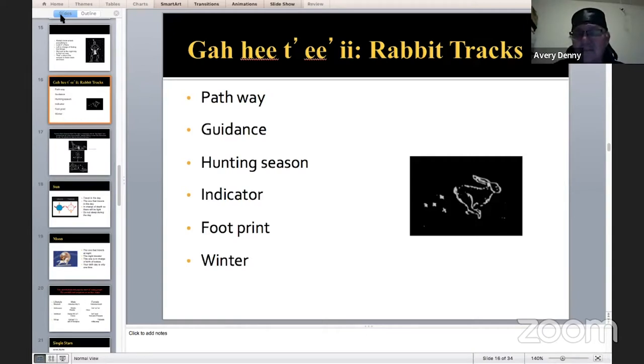Rabbit tracks. It's over here on the south side too. To make a pathway for guidance, an indicator for hunting season. It's a footprint. Sometimes when you see it in the wintertime, the rabbit makes their tracks on the ground. They look like that, the one that you see in the picture.